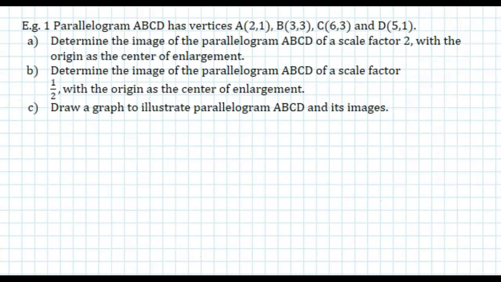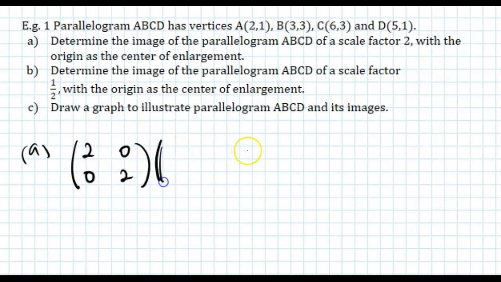This is example 1, and it has a parallelogram with vertices A, B, C, and D. They want us to find the new image if we do an enlargement with the center of enlargement at the origin and a scale factor of 2. And then in part B, it says the same origin and use a half, and they want us to draw this. The first method I'm going to use for parts A and B is the matrix method. So in part A, since it's a scale factor of 2, the matrix will be 2, 0, 0, 2.